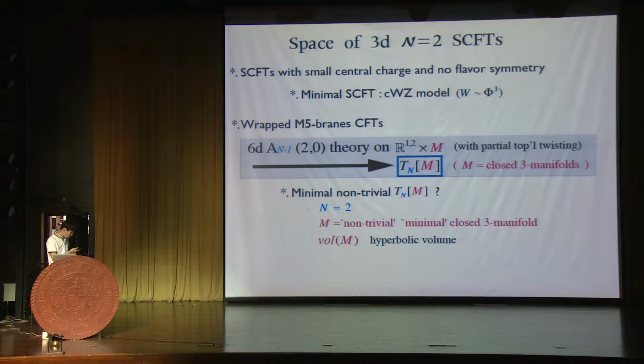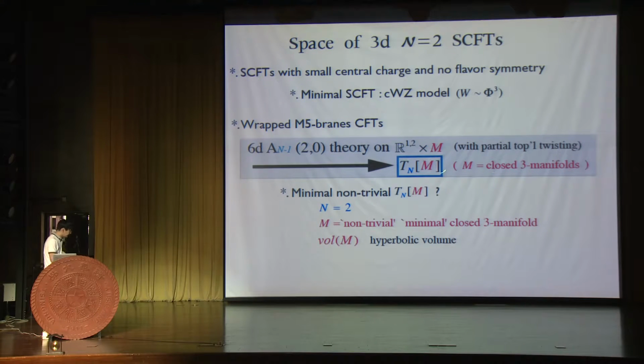So in this talk I'm considering 3D CFTs obtained by compactifying the 6D A_{N-1}, N-2, 0 theory on a three-manifold M with some topological twisting which preserves the Cartan VPS.